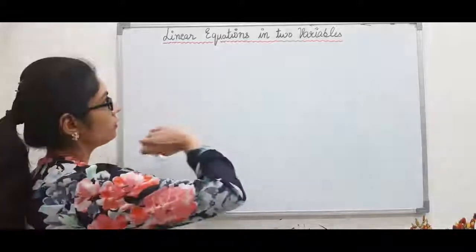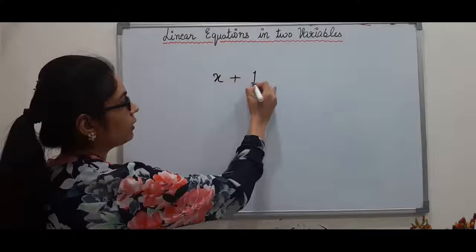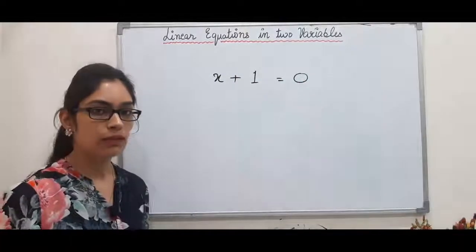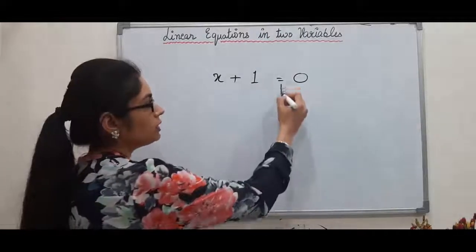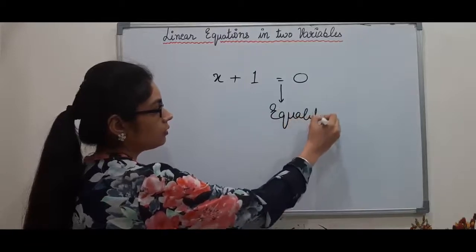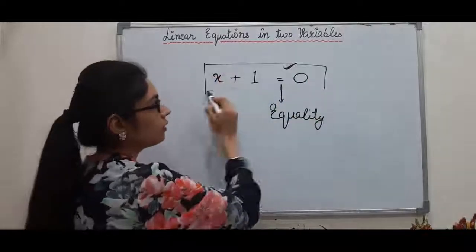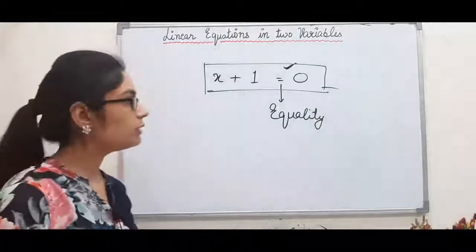So let's recap it. If I write x plus 1 is equal to 0, this is a linear equation in one variable. Why is this an equation? Because of this sign of equality. Whenever you see this sign, it will be known as an equation. This thing you always have to remember.